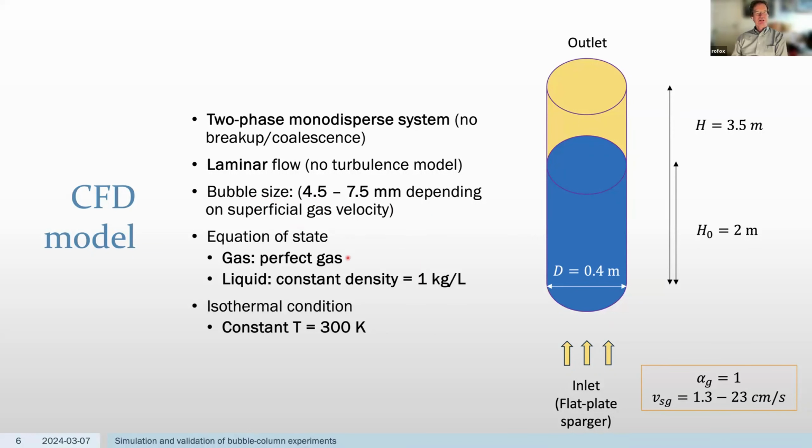For the gas, we do let the gas expand as the hydrostatic pressure changes, although it's very small. And for the liquid, we use a constant density, constant temperature condition. So our inlet conditions are very simple. We have a flat plate sparger, we have an inlet boundary condition, and then we use the same height as in the experiments for the initial water filling. And then for the outlet, we have a much higher column than we need, to keep the flow from arriving at the top at the maximum flow velocity.